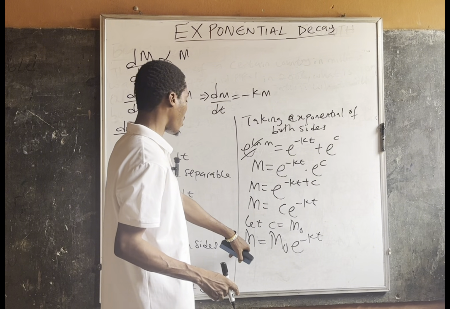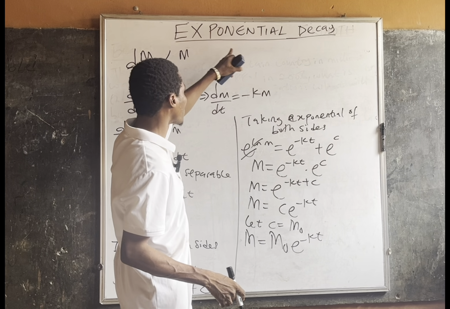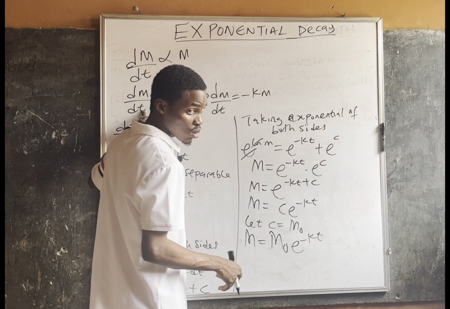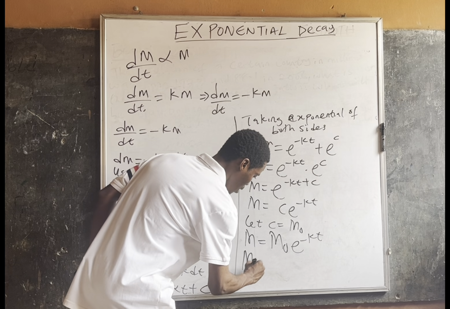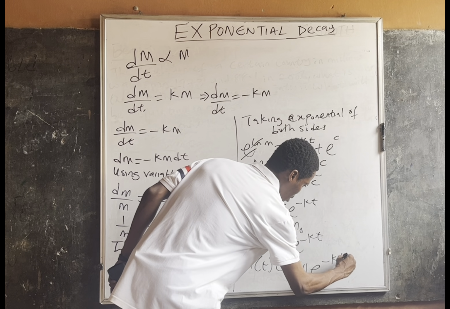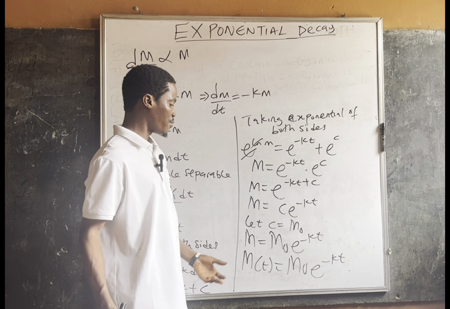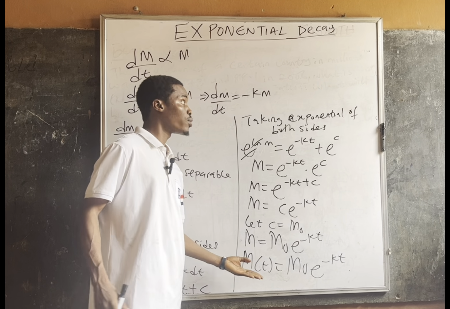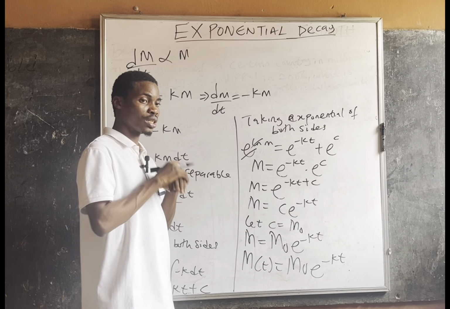And our mass is what? Our mass of the exponential decay with respect to time. So I'm going to have m of t is equal to m naught exponential minus kt. This is the formula we are going to apply when finding anything on exponential decay.